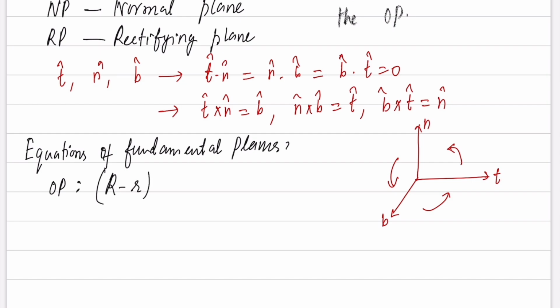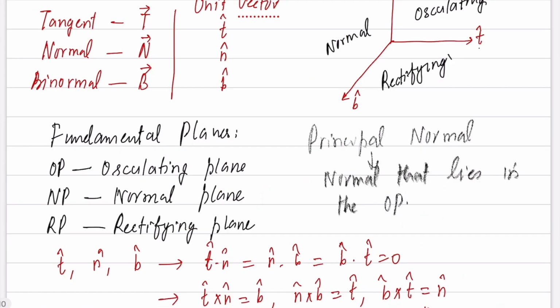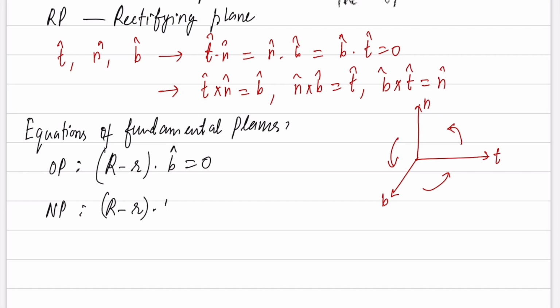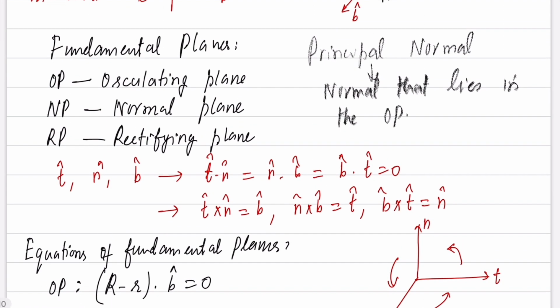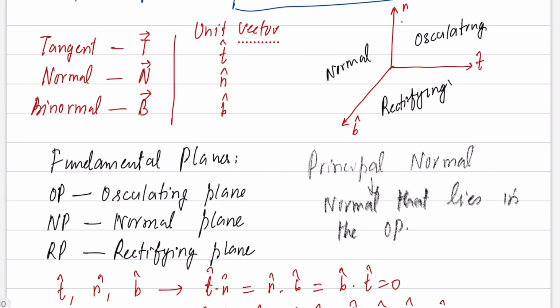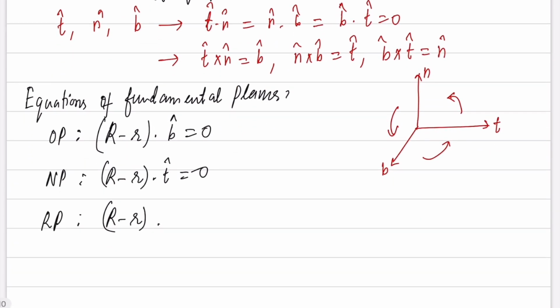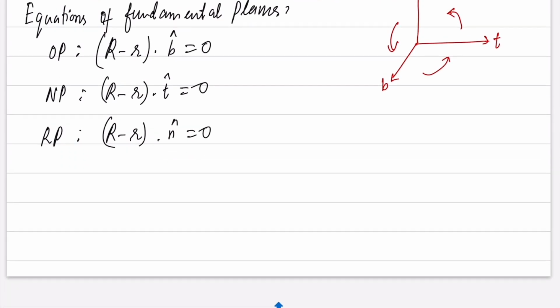So accordingly we can define the equation of the osculating plane: (R minus r) dot B equal to 0, since B is perpendicular to it. Similarly for the normal plane, T is perpendicular to it, so we can write the dot product of T with R minus r equal to 0. And for the rectifying plane, we take R minus r and see that the normal is perpendicular to the rectifying plane, so (R minus r) dot N is equal to 0. This is how we can write down the equations of these three planes.